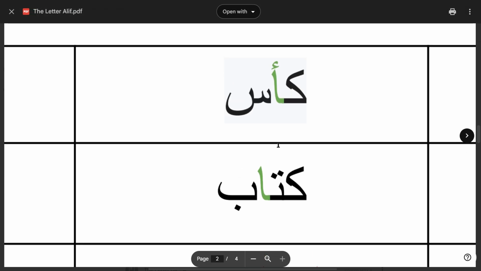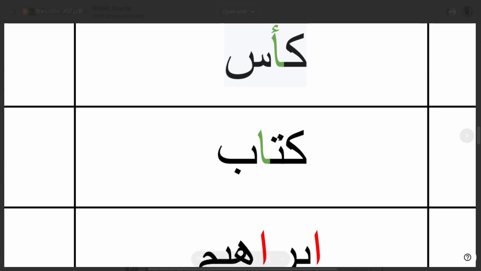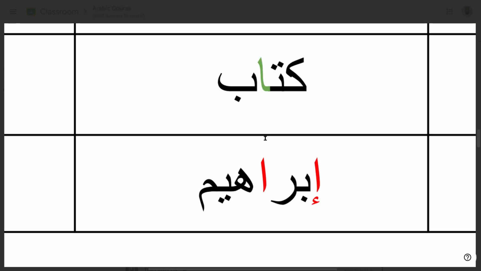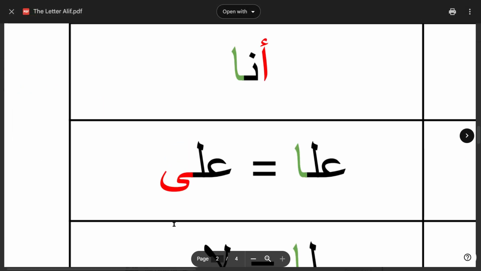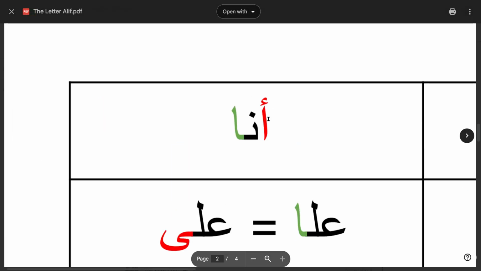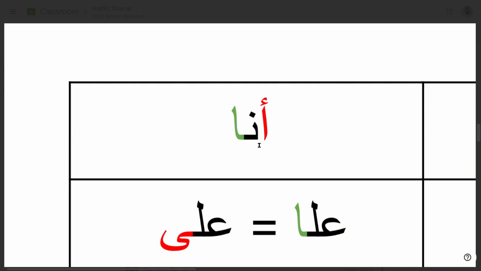Alif in its middle form, we have it here, here, and Ibrahim is actually alif here and alif here. Alif in the beginning here, alif at the end here.